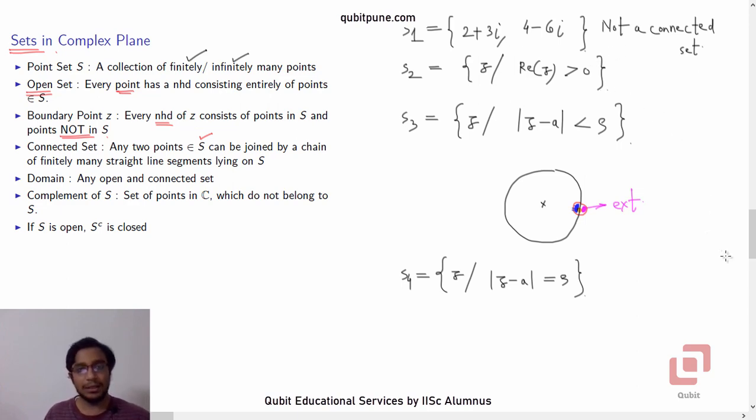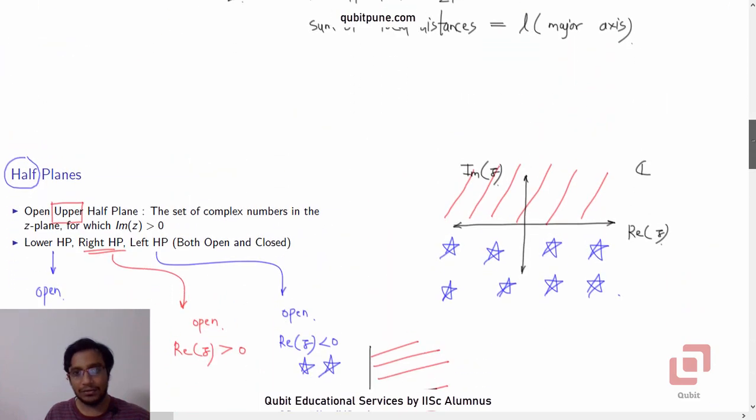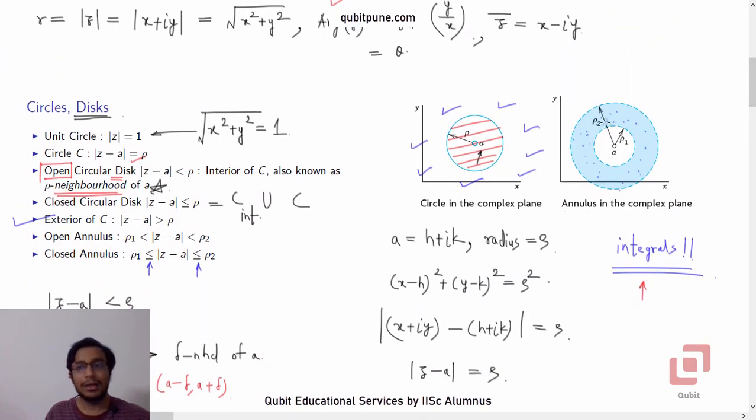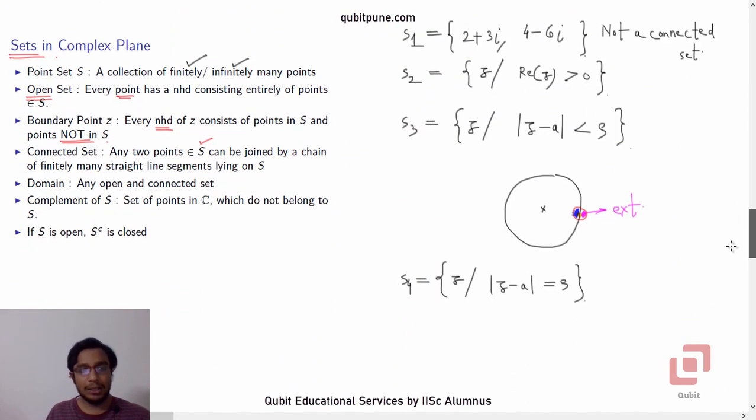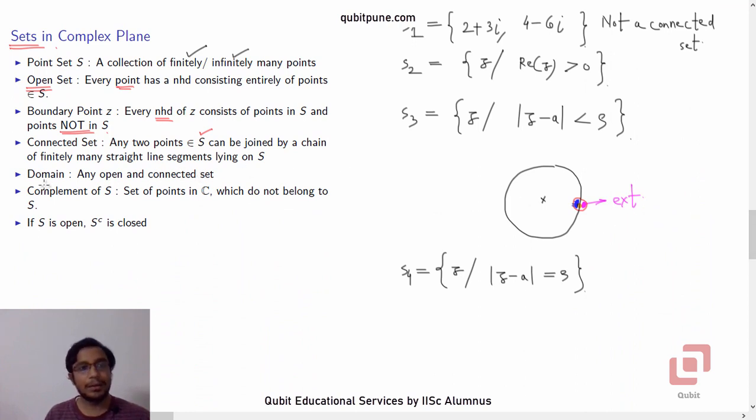Now, you may think that the annulus is also not a connected set, but let's say you start from this point and you would like to reach here. Although this straight line part doesn't belong to it, you may consider this path. Now we have reached the second point starting from the first point through finitely many straight line segments lying on S. So this is still a connected set.